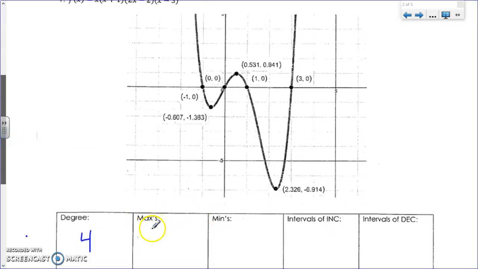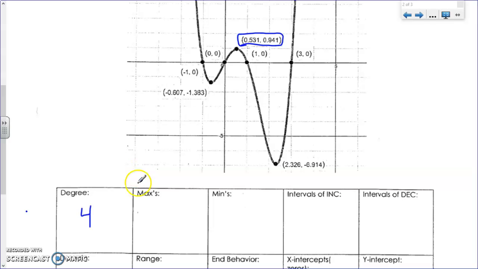All right, so we're looking at this. Where is my maximum points? No. 0.531. Right here, right? This is a maximum. Is it a local or an absolute? It is a local, and where is that local at? It is at 0.941. You can list the whole thing, but normally it's labeled with the y part. Does that make sense?